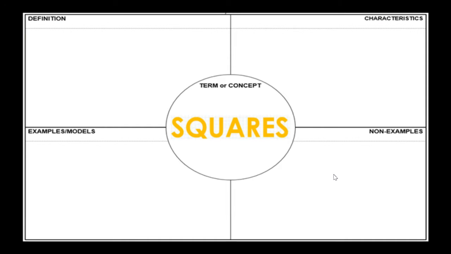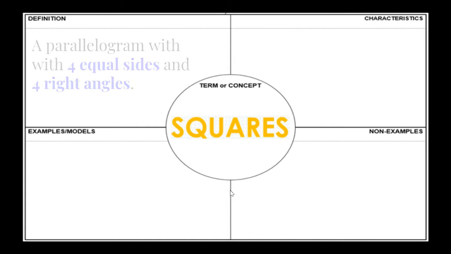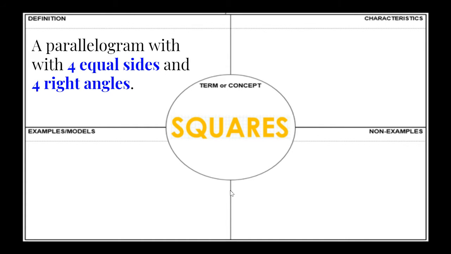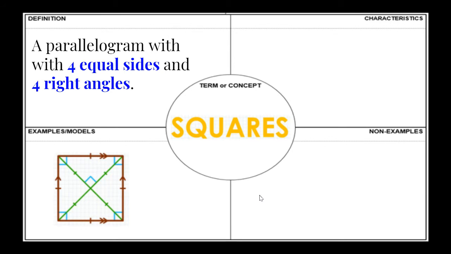The square is the most special parallelogram, okay, because the square has four equal sides and four right angles, okay, and it looks like this. So if you look at the square, there's a lot of stuff going on here, okay? But first, we're going to go with the definition. The four equal sides and four right angles, okay? So each angle measures 90 degrees, okay? Each vertex right here, 90 degrees, and each of the sides is equal.